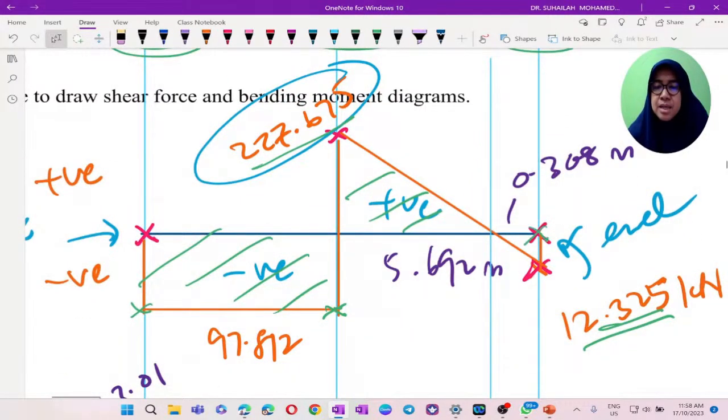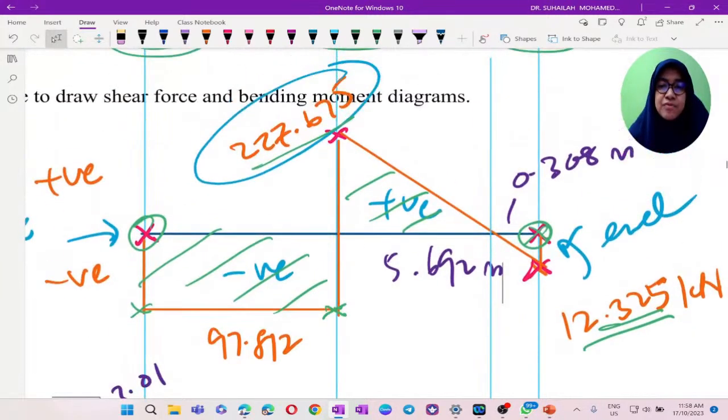Okay, and this is the last position. This is the first position. This is the last position. Close the loop. And from the shear force diagram, we can draw the bending moment diagram from the area of shear force diagram.